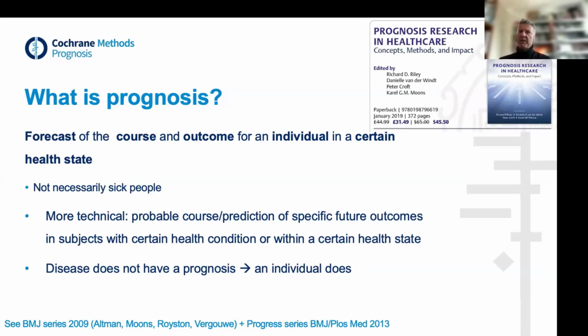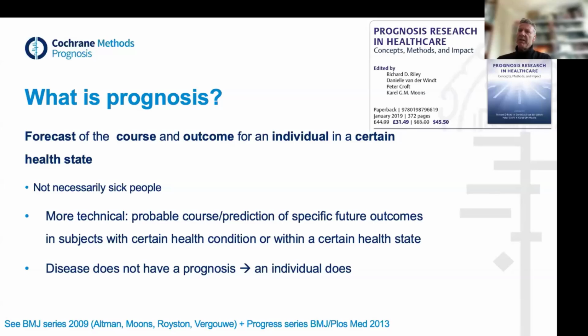So we are very explicit, and the Cochrane Prognosis Handbook also addresses all types of prognosis studies. Simply everything where we are forecasting some outcome in individuals in a certain health state is considered in the handbook. A more technical definition of prognosis in the literature is the probability or the prediction of specific future outcomes in subjects with a certain health condition or within a certain health state.